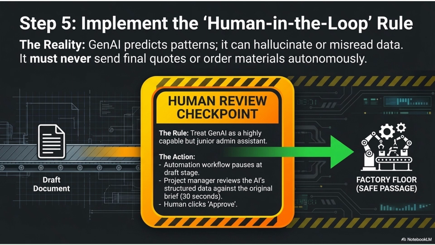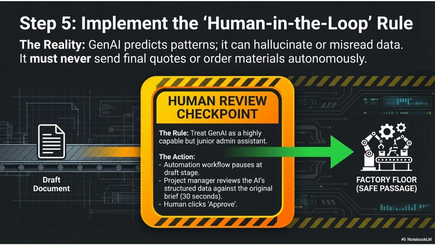The next part, of course, is the most important, and that's the human in the loop. Generative AI can predict patterns, but it can hallucinate and misread data. So we need to be careful of that. We must never send over final quotes or order materials autonomously. This was one of the things that the company found out. So the AI will draft the document, okay, but then with the output, you need to be the person in the middle before it goes any further.